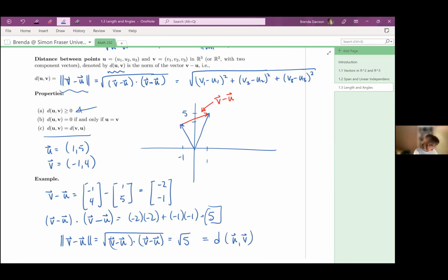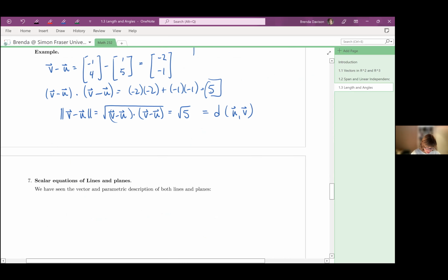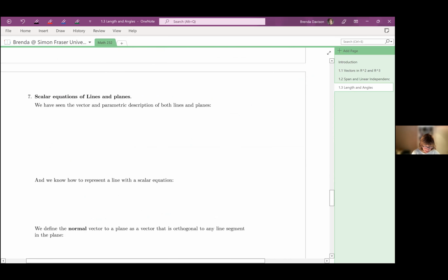All right, next thing, we're going to talk a little bit more about the scalar equations of lines and planes, and we're going to incorporate the dot product, particularly in R3. Okay, so let's just remind ourselves of this. We have seen the vector and parametric description of both lines and planes. Okay, so let's just remind ourselves of that.